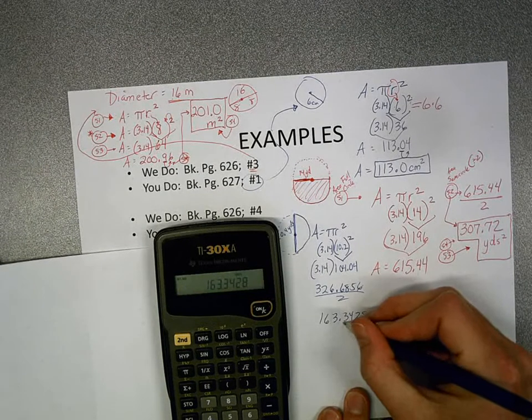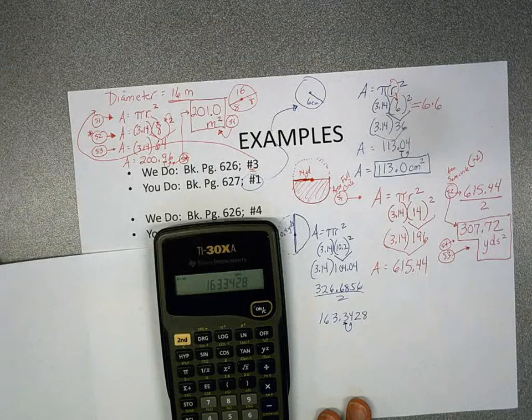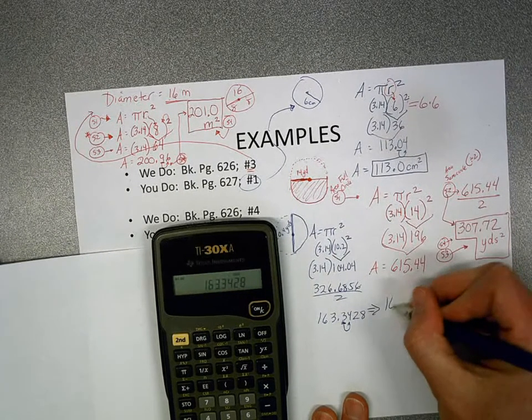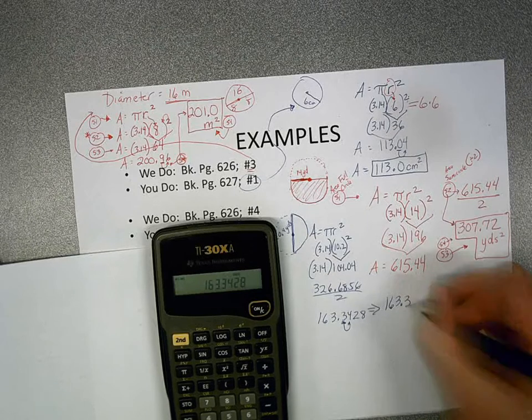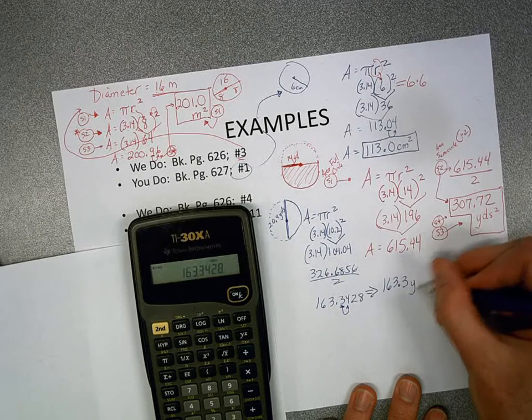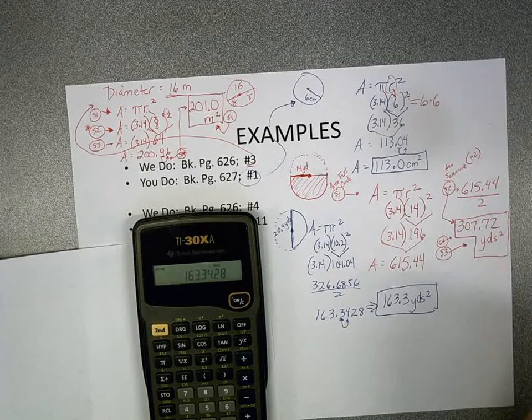Nearest tenth is right there. The 4 makes the 3 stay the same. So I get 163 and 3/10. Now do not forget your units, and that is yards squared, or square yards. Okay? Definitely calculator type of problem, guys.